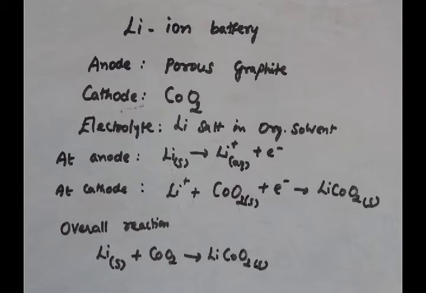What we said earlier, at anode oxidation takes place. In the same manner, lithium loses its electron so that it forms lithium ion. That electron is received by the cathode. At the cathode it is received by lithium ion. So lithium ion with cobalt oxide and electron forms lithium cobalt oxide. How we wrote the overall reaction earlier, in the same manner here also. Combining both the reactions, lithium and cobalt oxide combine to form lithium cobalt oxide.